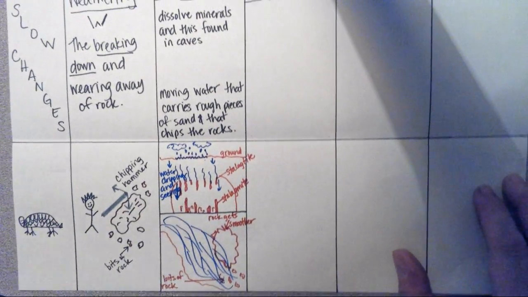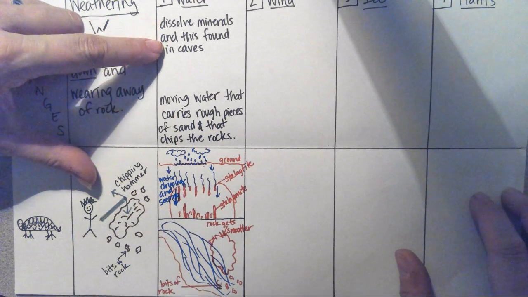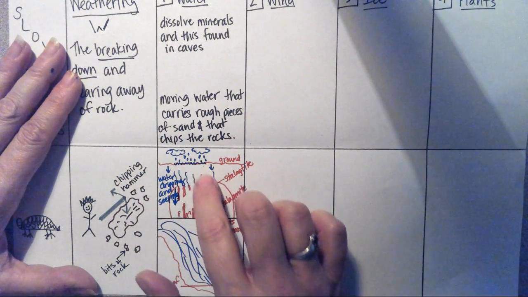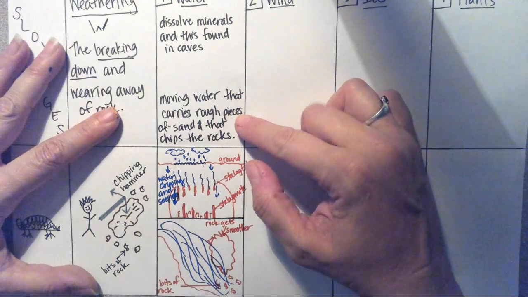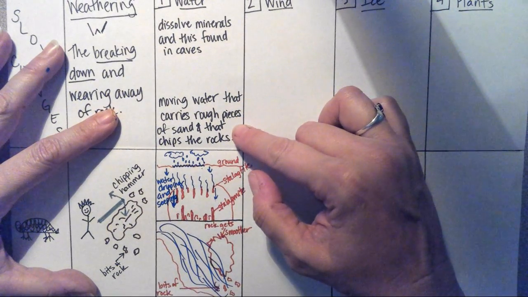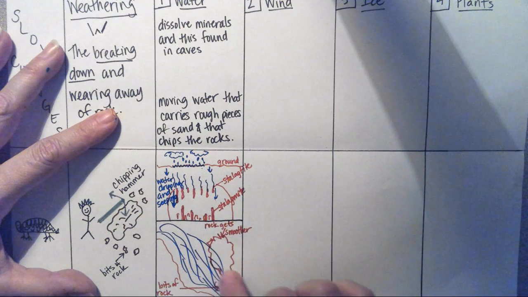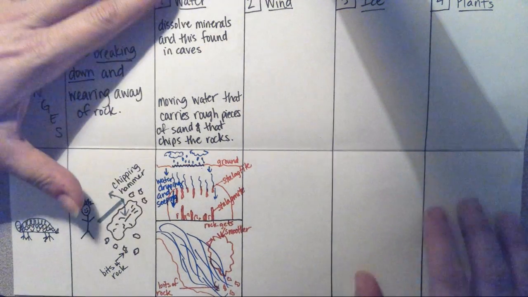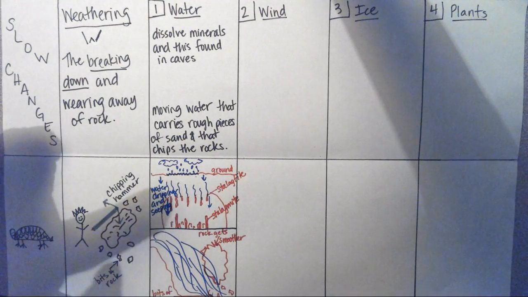So that's the water. So the water will dissolve the minerals that are found in caves, like here. There's the water dripping through the ground. And then the moving water, however, carries off those rough pieces and kind of sands down the rocks that we have. Okay? The next agent is wind.